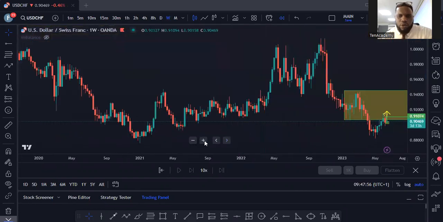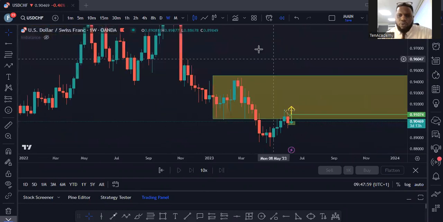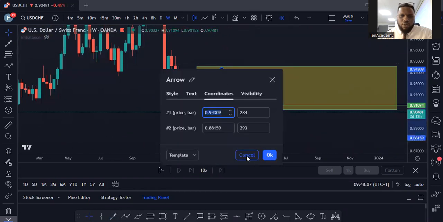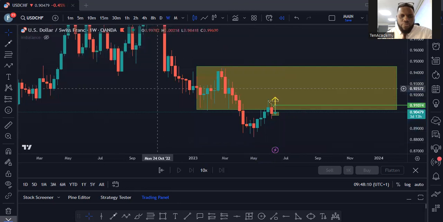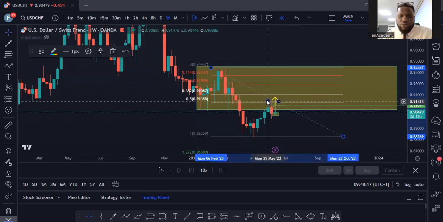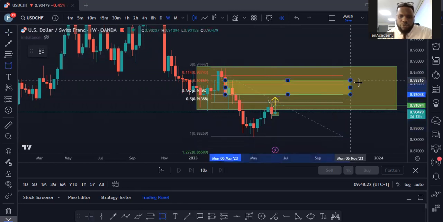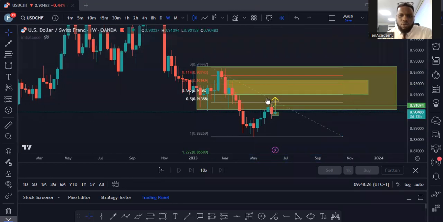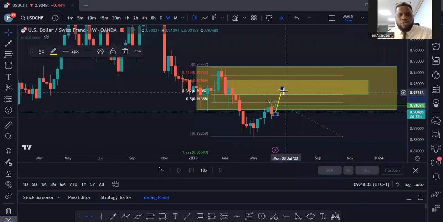Let me go back to weekly. I want to give you a very good zone, because if I measure this impulse length from here to here with Fibonacci, okay, you can see price just tapped into the golden zone. So I feel that price is going to still come into this particular zone properly before dropping. So here is where you want to be selling from on USDCHF.